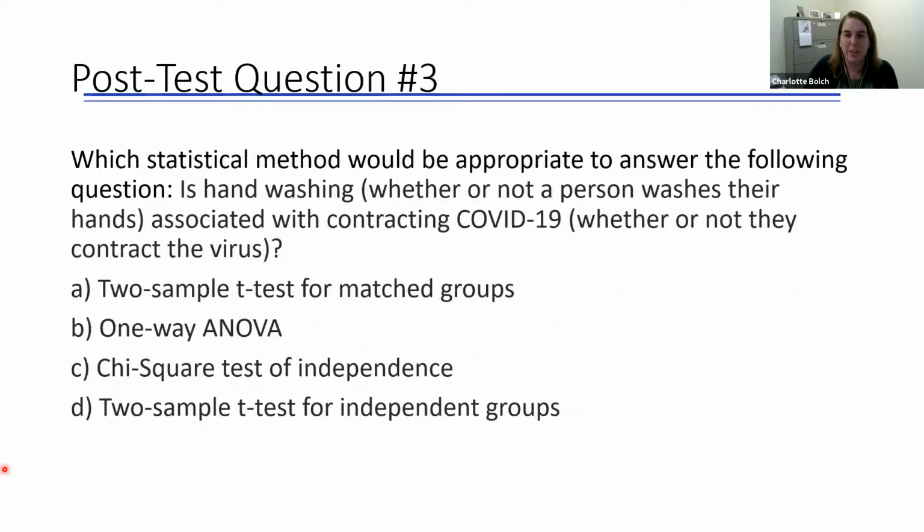Okay, so question 3. What statistical method would be appropriate to answer the following question? Say you're interested in looking at hand washing and contracting COVID-19. So is hand washing associated with contracting COVID-19, which would be the appropriate statistical test? A 2-sample t-test for matched groups, a 1-way ANOVA, a chi-square test of independence, or a 2-sample t-test for independent groups.